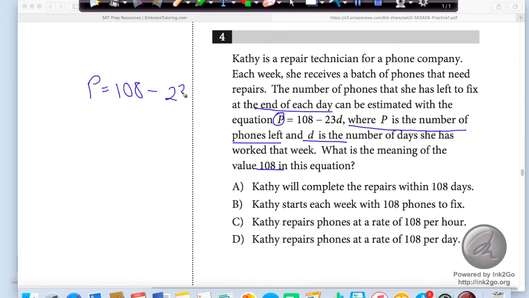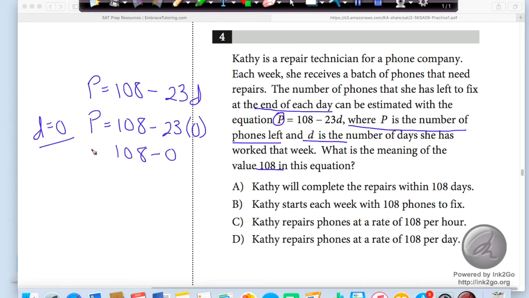And 23D. Well, let's assume that she didn't work at all. Let's assume D equals 0. Maybe she took a vacation, for whatever reason. Maybe Kathy just needed some time away. So P equals 108 minus 23, and she didn't work, so she didn't go to work, 0. 108 minus 23 times 0 equals 0. Well then, assuming she didn't go to work at all, then P equals 108. Now, this is the amount of phones that she has left.